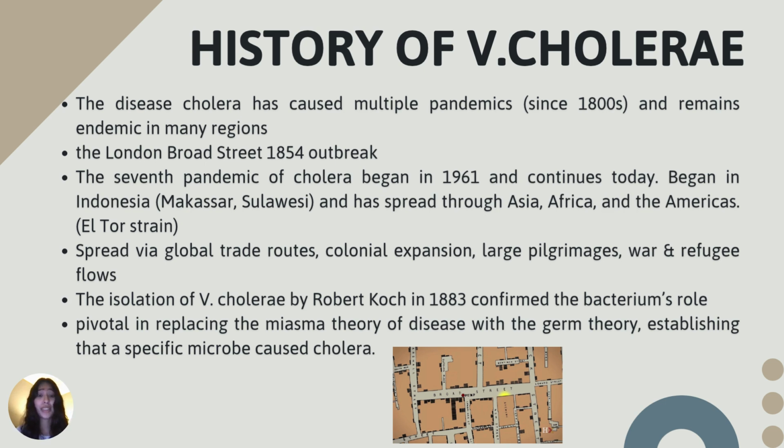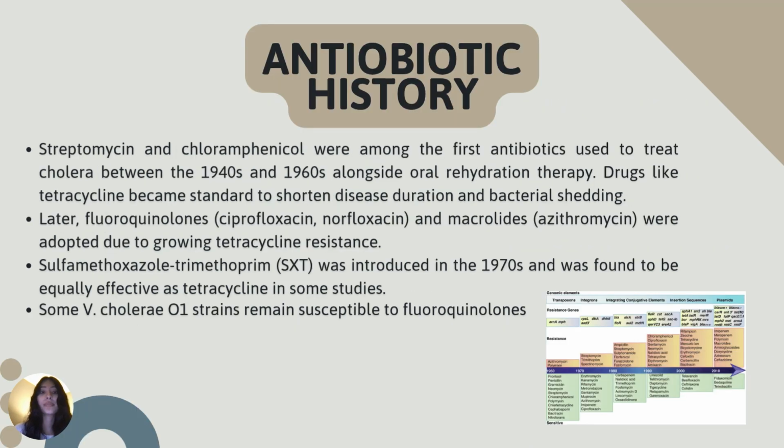The seventh pandemic began in 1961 and is still ongoing today. It started in Indonesia and has spread throughout Asia, Africa, and the Americas. One of the main strains responsible is the El Tor strain. Cholera has been historically influenced by global trade routes, colonial expansions, and wars and refugee movements, which are the same factors that still influence outbreaks today.